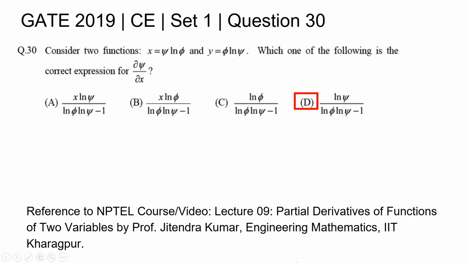Now we can see here that option D is matching. The del psi by del x is equal to ln psi divided by ln psi into ln phi minus 1. So option D is correct.